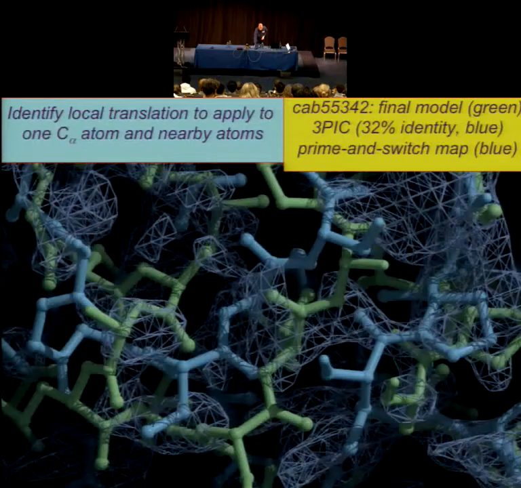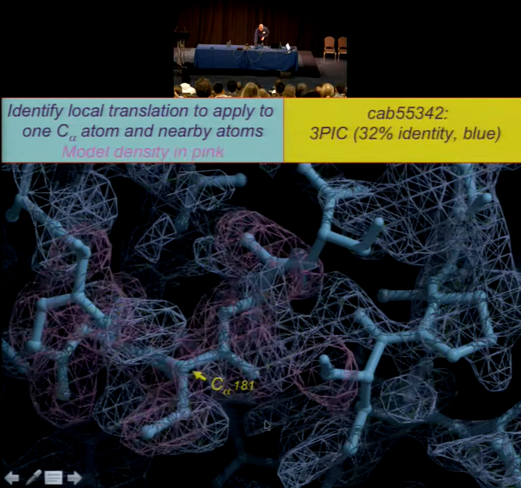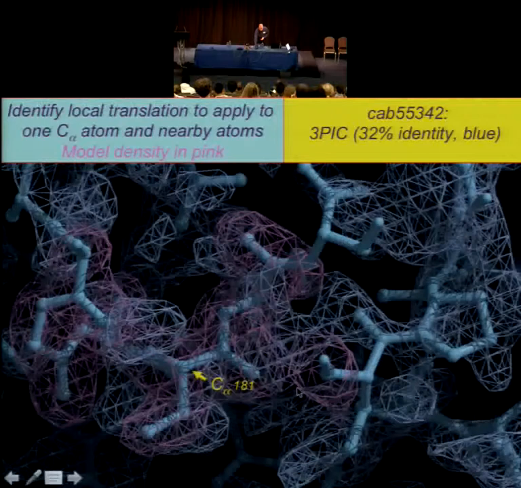So how do we identify that translation? So this is what we want to get here. We're going to identify one C alpha atom and figure out where that one is going to go using this map. So first we're going to draw a sphere around that C alpha atom. We'll draw the calculated density in pink. And then we'll ask, how do we shift that calculated density so it maximally overlaps on the blue density? And that's the shift that will do the maximum overlap onto the blue density.